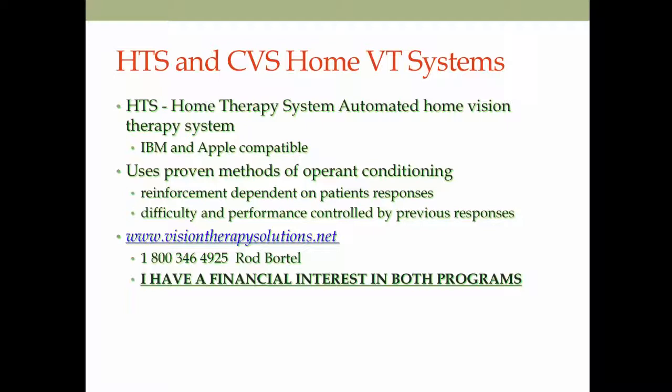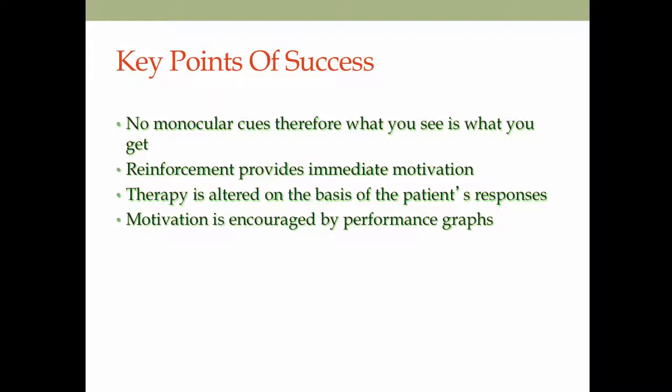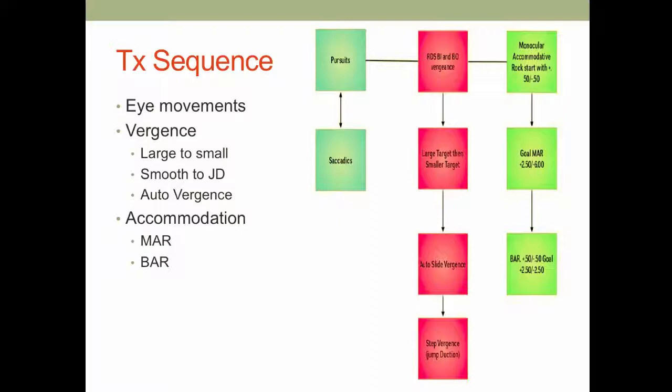The other home vision therapy systems can't be monitored at home. They don't change the vergence size of the stimuli, don't have the same protocol, and have not been used in any clinical trials to show their validity. So the key on this is the immediate reinforcement that's given. Therapy is based upon the patient's success and changes. There's motivation that's encouraged by the person's graph, and they tend to improve.